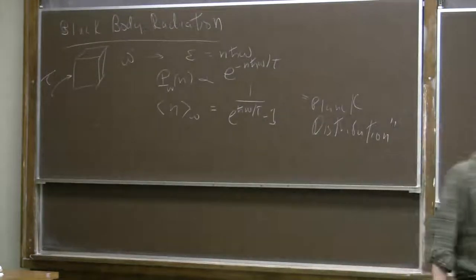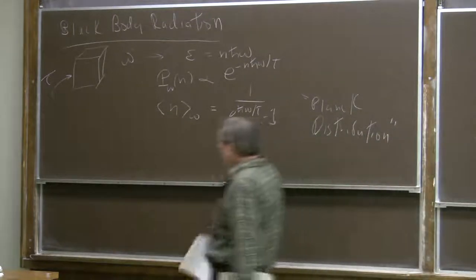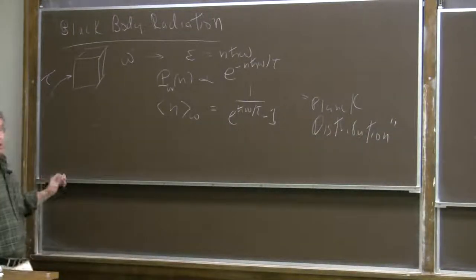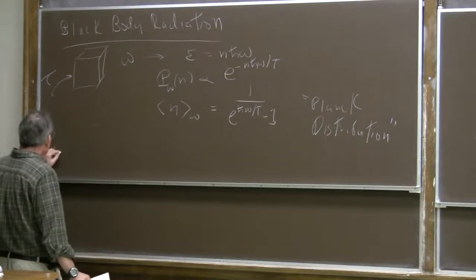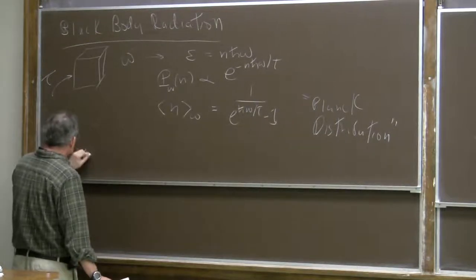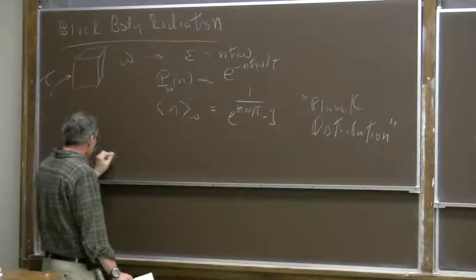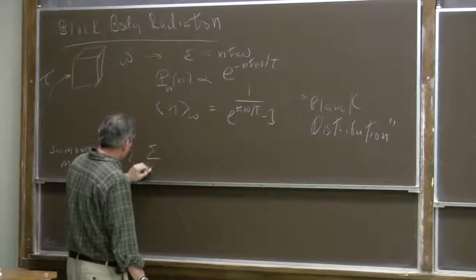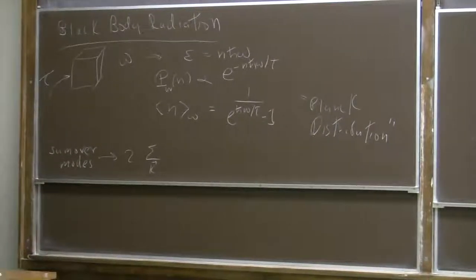Then we can consider summing over the contributions from all the modes to quantities of interest, like the total energy. Well, there are actually two polarizations for each value of the wave number k. So sum over modes means 2 times the sum over all the wave numbers that are consistent with the boundary conditions in the cavity.